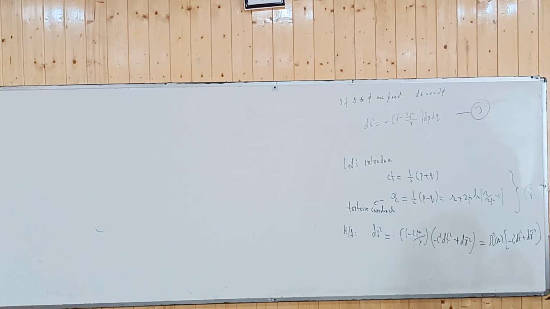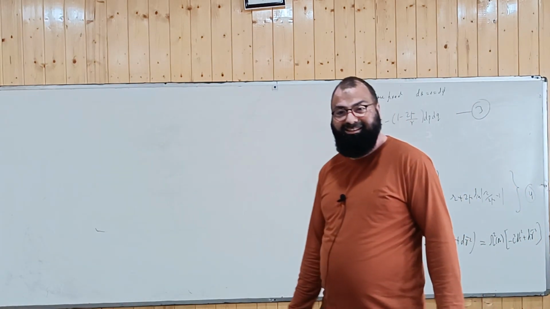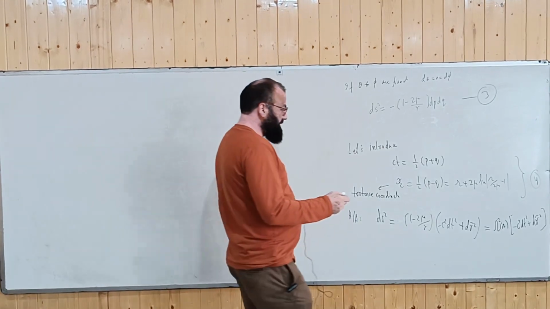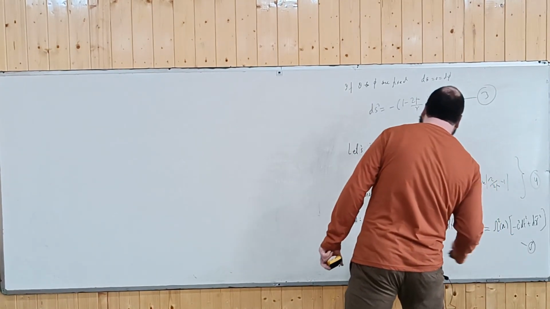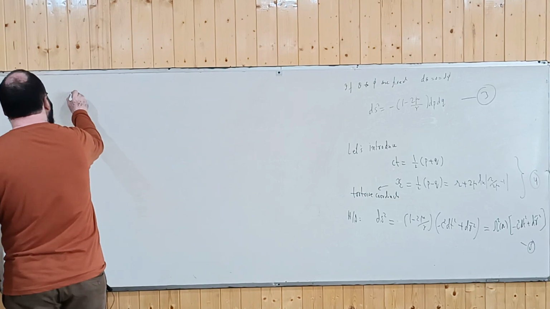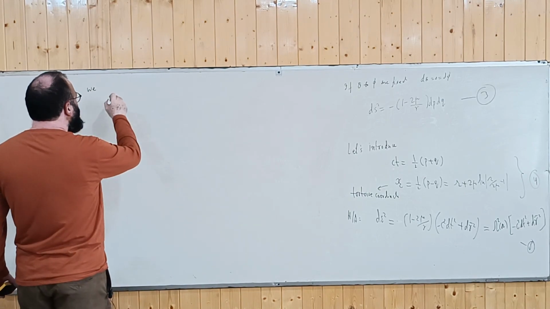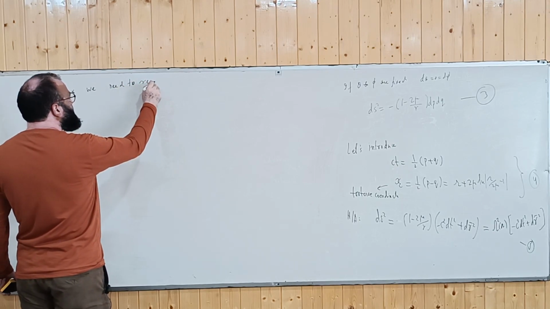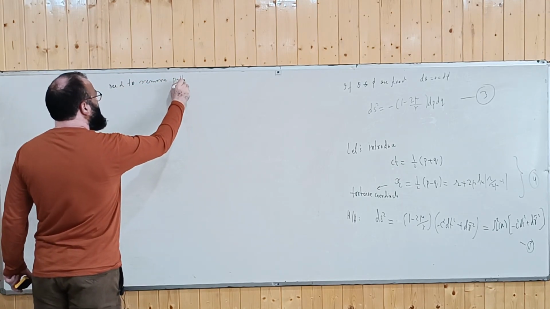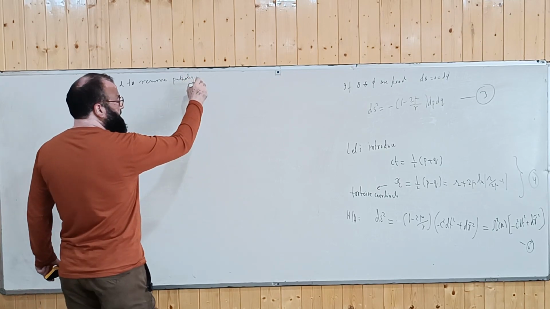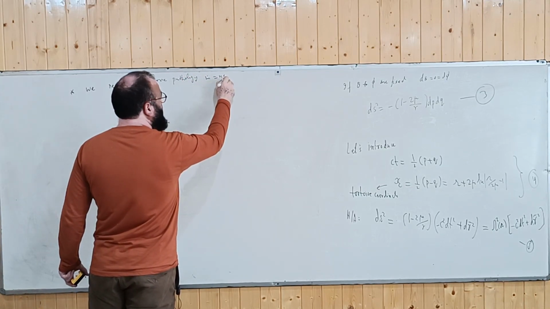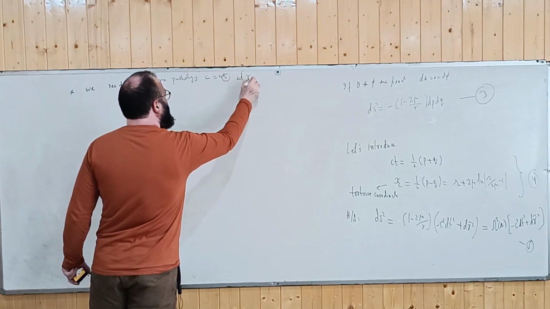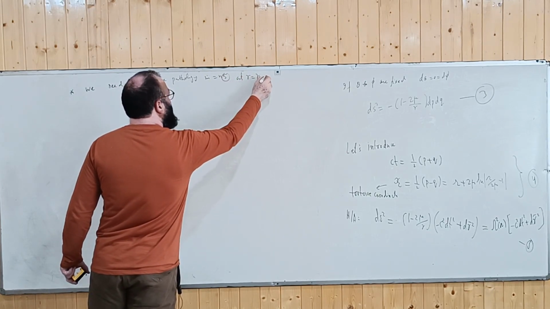Okay. Any problem? Okay, so let's have a pause. Let's call this equation 5. What is our main motivation? We need to remove the pathology in equation 5 at r equal to 2 mu.